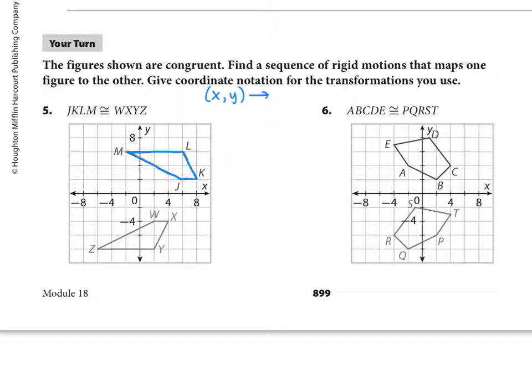Here's a little hint to doing these as well, in case you're looking for some sort of steps or a process that will work just about every single time. If it's not the same orientation, right? If it's not facing the same way, then you know that you're going to be doing at least a reflection or a rotation or both. So my suggestion is to make it facing the same way as the image, and then do your translation at the end.